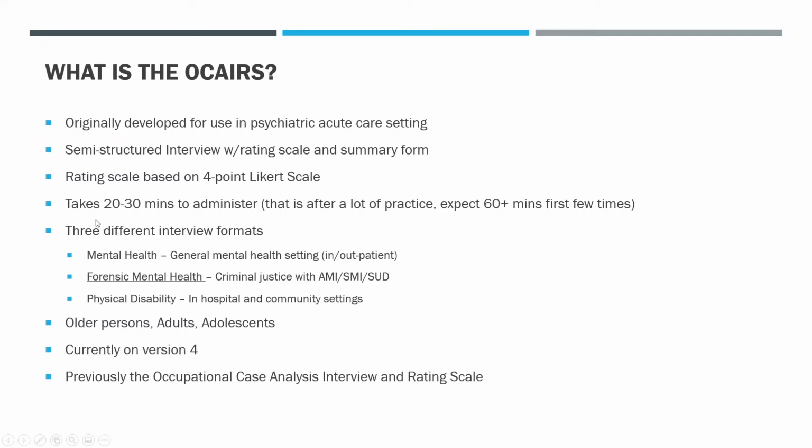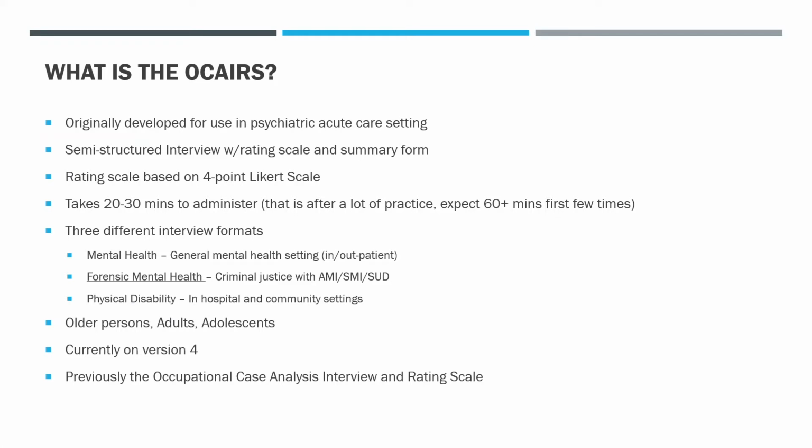And so there's 3 different interview formats: mental health, forensic mental health, and physical disability. As you can see, right here you have the general definitions of what this is. So I will be talking in this video and the other videos more about the forensic mental health, because that's the experience that I have with this. And so forensic mental health is considered criminal justice with any mental illness, serious mental illness, and/or substance use disorders, or with those combined being co-occurring disorders. But another interesting thing is that they do have an assessment within this for physical disability, which I actually like. So if you ever get the chance and you're interested in this, please take the time and look through it.